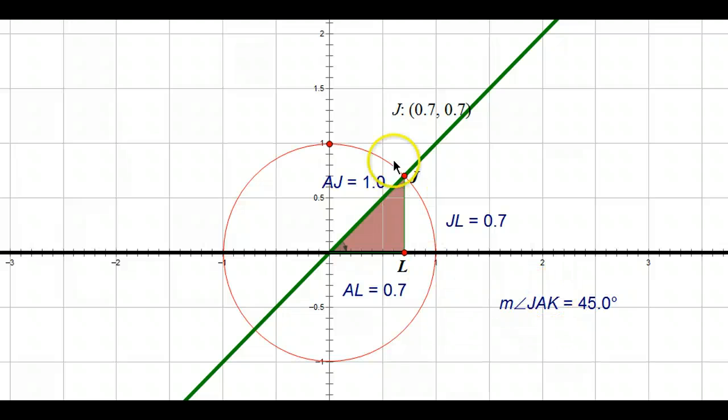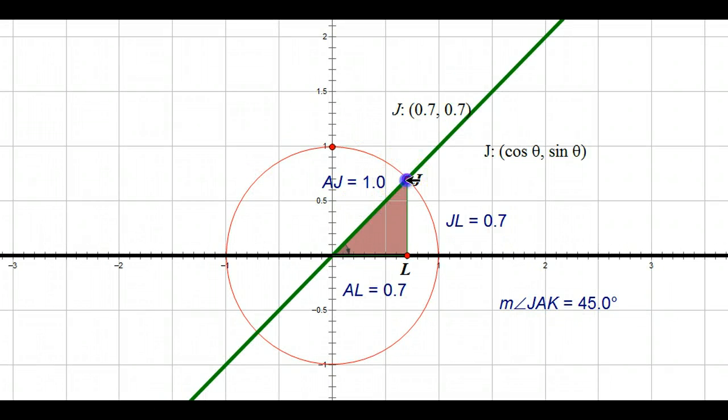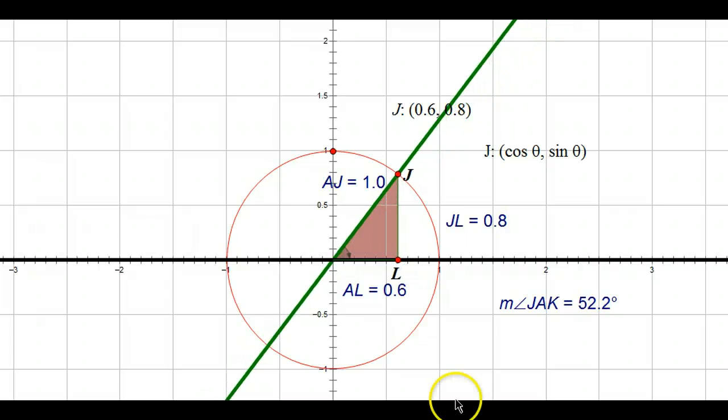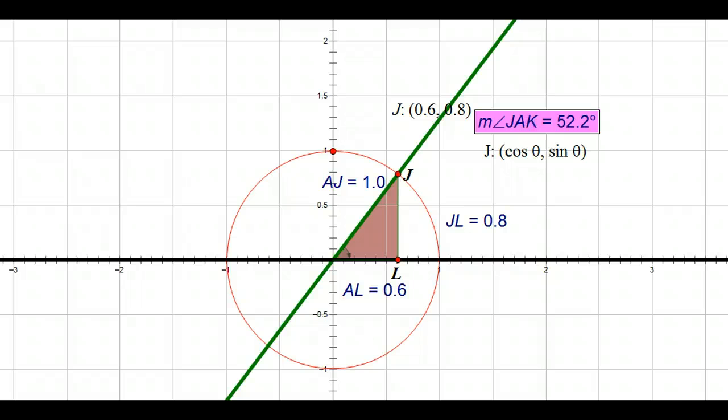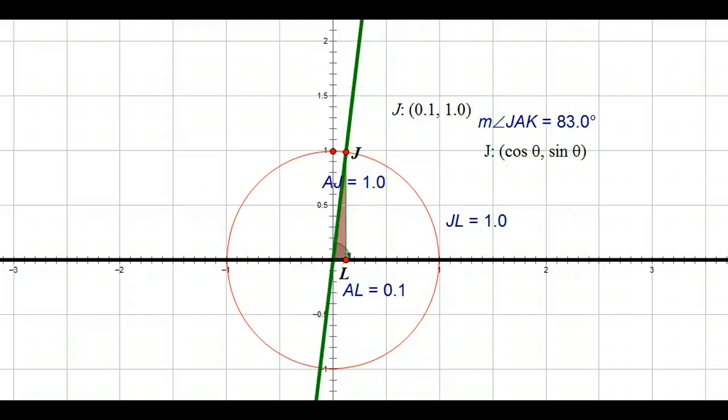Let's take a look and see what happens to the coordinates as we change the line. Just to refresh your memory, the x-coordinate represents the cosine of the angle, and the y-coordinate represents the sine of the angle. As we change this, I've rounded the coordinates to the tenth place, so that's why it may look a little bit off. As we change our angle of rotation, you see the coordinates are changing.